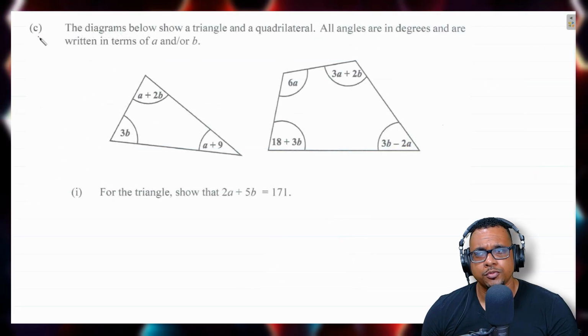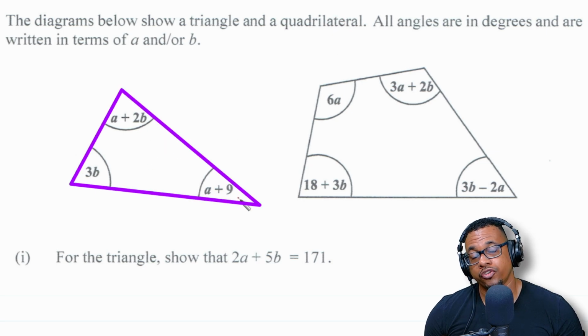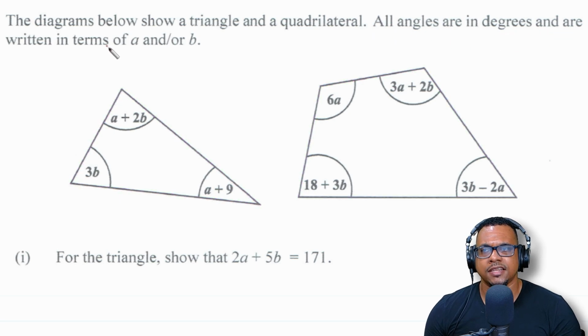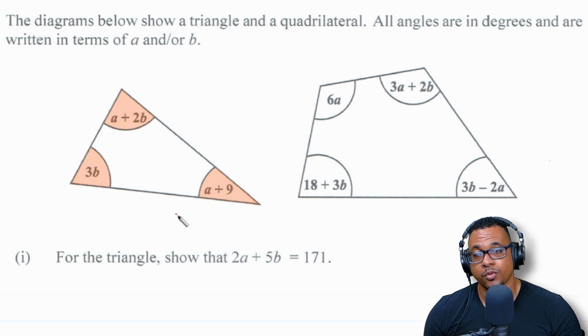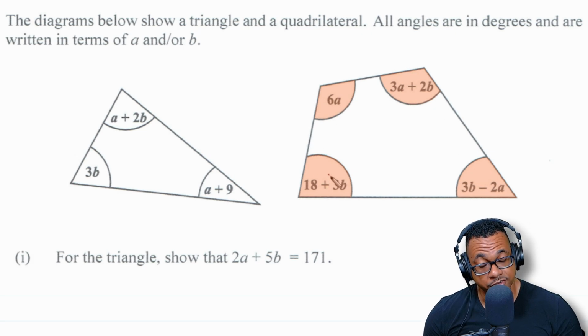So now moving on to question 2 part C, we have the diagrams below show a triangle and a quadrilateral. So this is my triangle, and a quadrilateral is a 4-sided shape, so this is the quadrilateral. They say all angles are in degrees and are written in terms of a and b. Now we know the interior angles of a triangle must add up to 180 degrees, and also the interior angles of any quadrilateral would add up to 360 degrees.